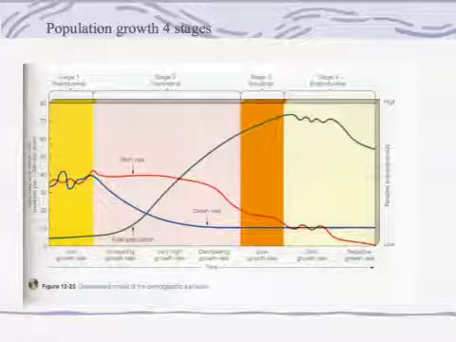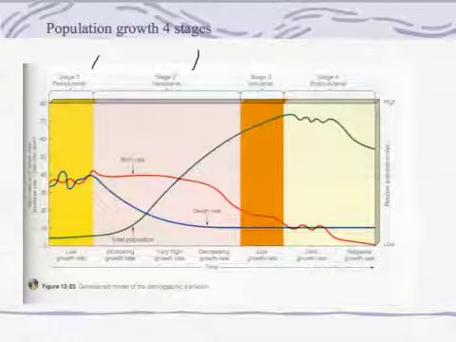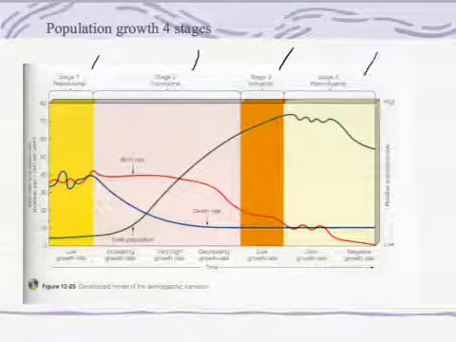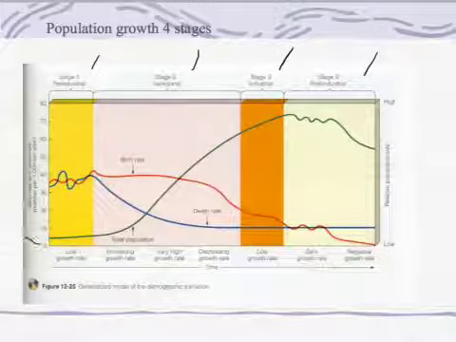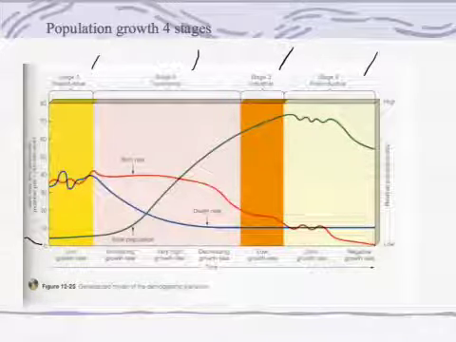It has 4 stages: pre-industrial, transitional, industrial, and post-industrial. In pre-industrial, you're going to have a high number of birth rates as well as a pretty consistent high death rate, resulting in a pretty low population. So this green line here is the relative population size.